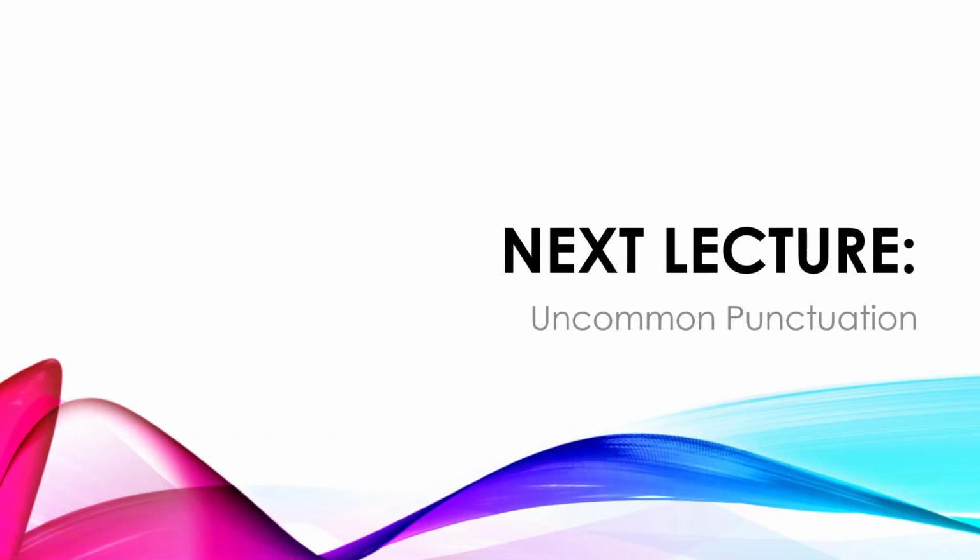And with that said, we have done the comma alternatives. In the next lecture, we're going to talk about uncommon punctuation. Now, I only use one of the uncommon punctuations, and that's ellipses. The other ones, braces and brackets, I never use. So I'm only including it for completeness. I'll see you in that lecture.